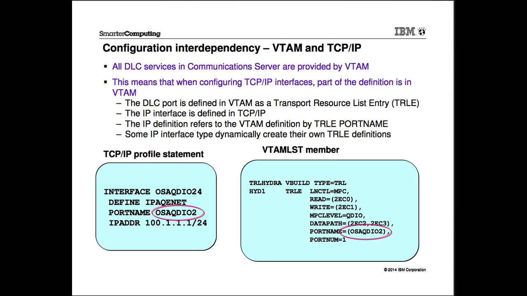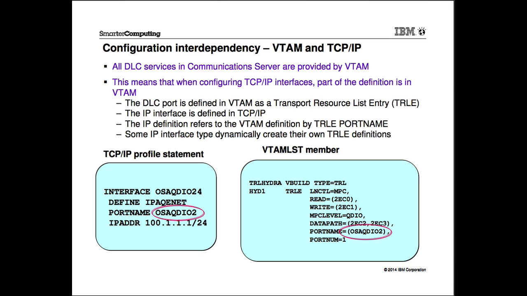So one thing that's important to point out that can be confusing is that there is a configuration interdependency between TCP/IP and VTAM when you're defining IP interfaces. Even though IP interfaces are IP, they still require some VTAM services. That's because when we merged the products, all the DLC services are provided by VTAM. So even though TCP/IP is a stack that runs in a separate address space, the device drivers and DLCs are in VTAM. That means when you're configuring TCP/IP interfaces, part of the definition is in VTAM.